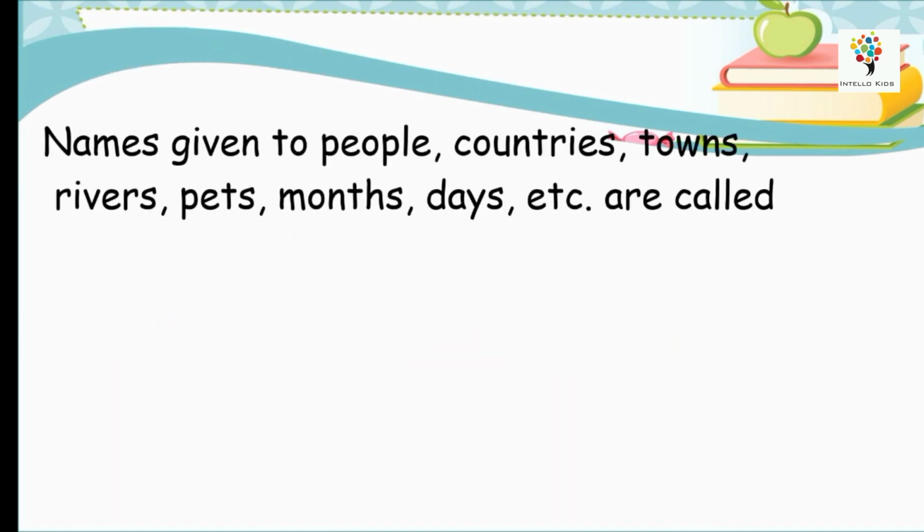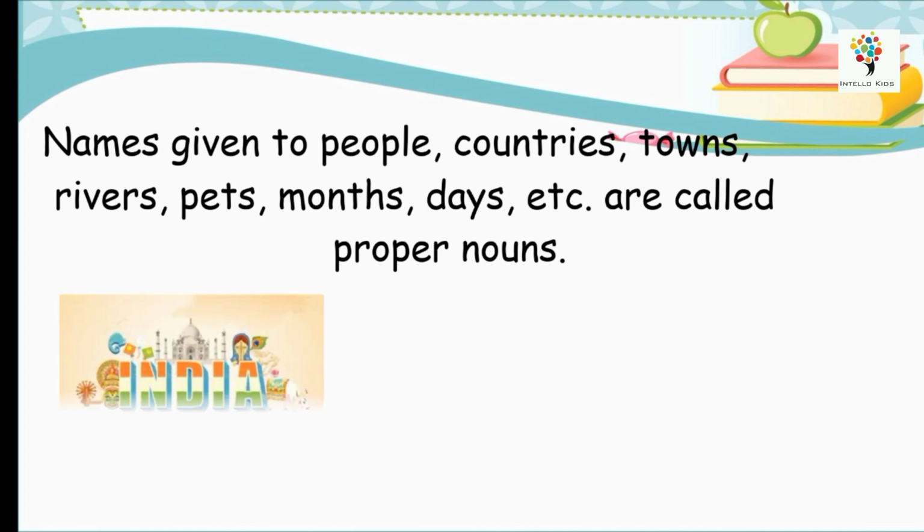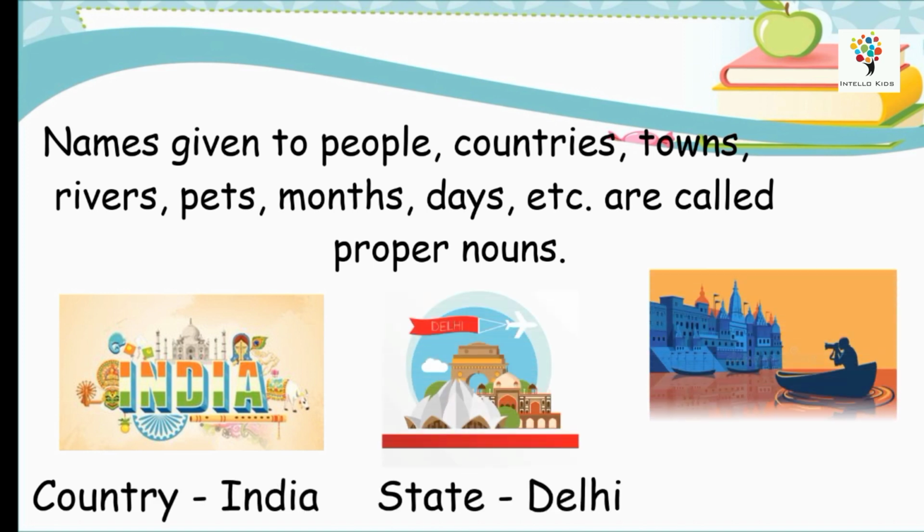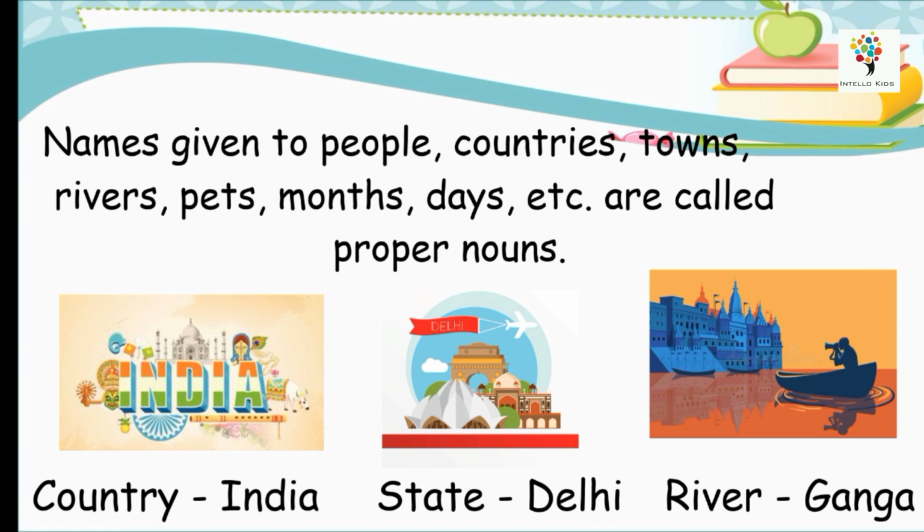Names given to people, countries, towns, rivers, pets, months, days, etc. are called proper nouns. Let's see a few examples. India, name of a country. Delhi, name of a state. Ganga, name of a river. These all are proper nouns.